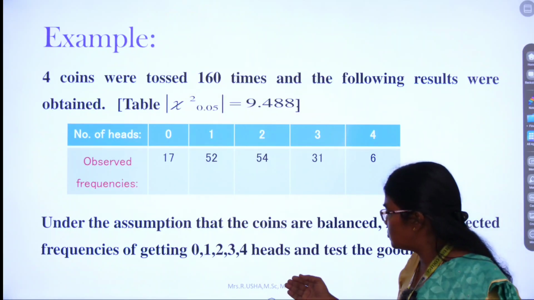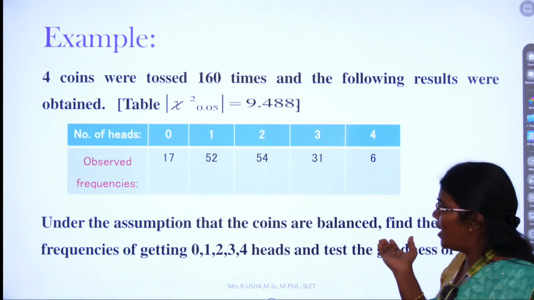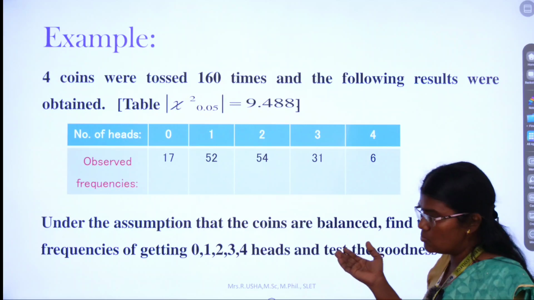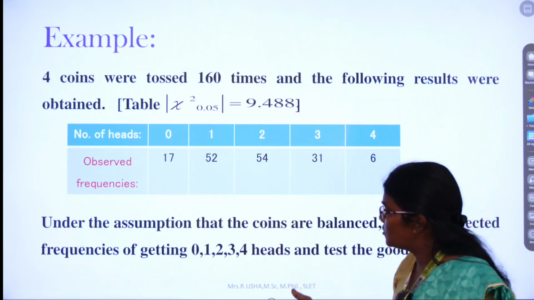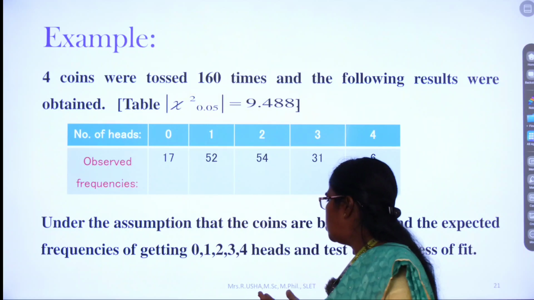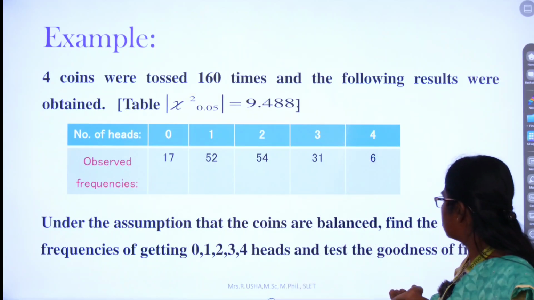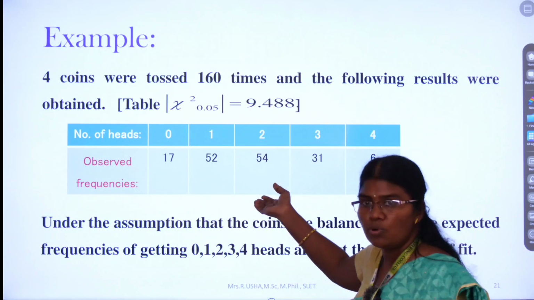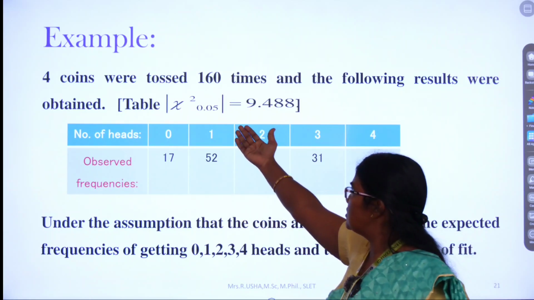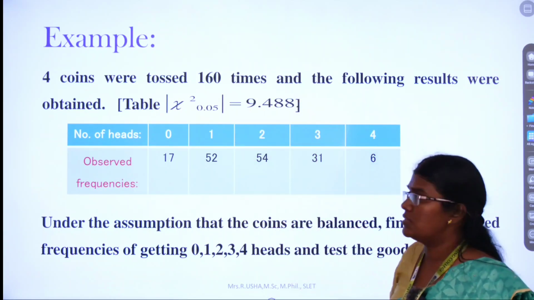Under the assumption that the coins are balanced, we have to check whether the coins are balanced or not, find the expected frequency of getting 0, 1, 2, 3, 4 heads and test the goodness of fit. We have to test the goodness of fit for the given problem, and the table chi-square is given, that is 9.488.